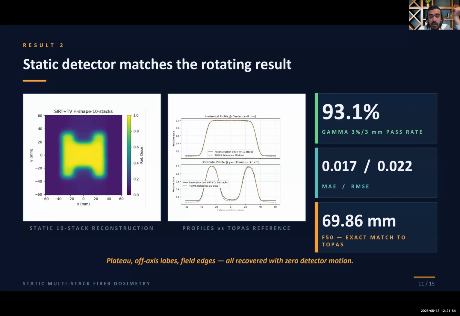The numbers: we have a gamma pass rate of 93.1% at 3% by 3 mm gamma analysis. The MAE is 0.017 and RMSE is 0.022. And the F50 again is exactly 69.86 millimeters, so almost the same as the Monte Carlo reference. We gave up a couple of points for gamma compared to the rotating 10 angle case, from 95 to 93%, but we eliminate every moving part. For routine clinical QA, that's a very favorable trade.